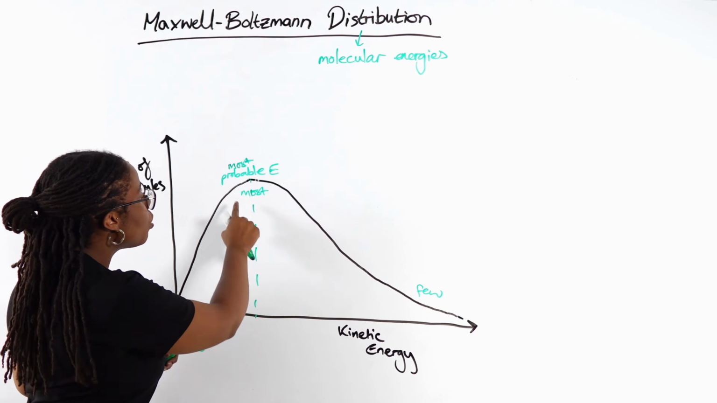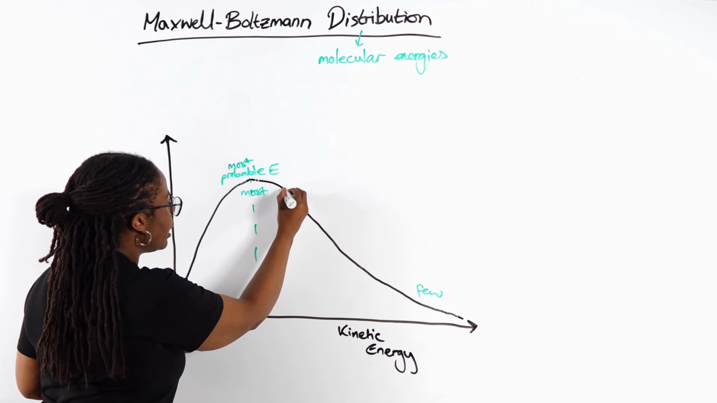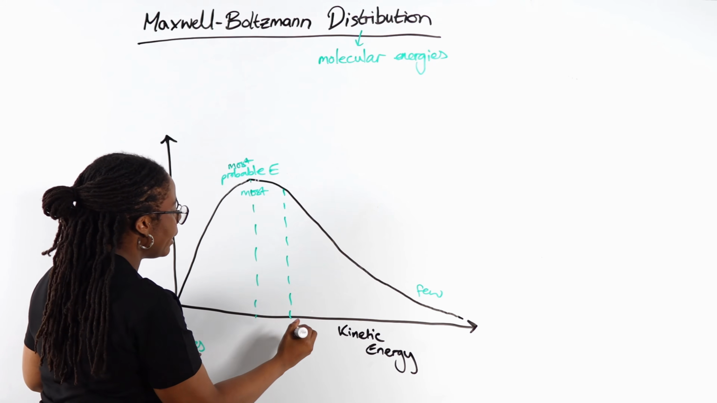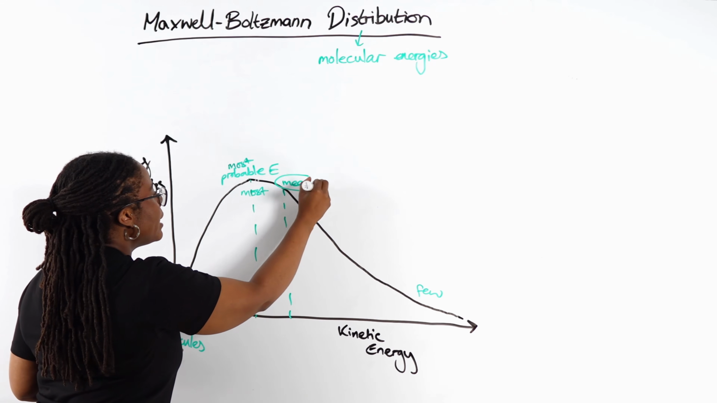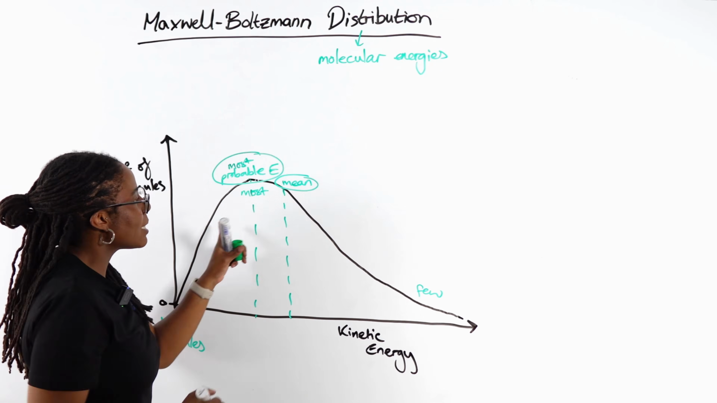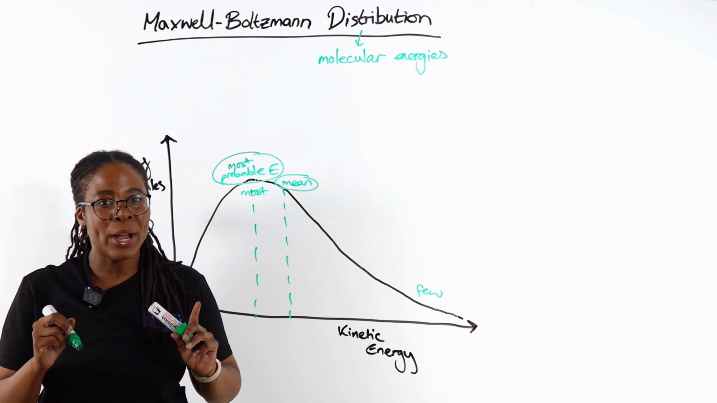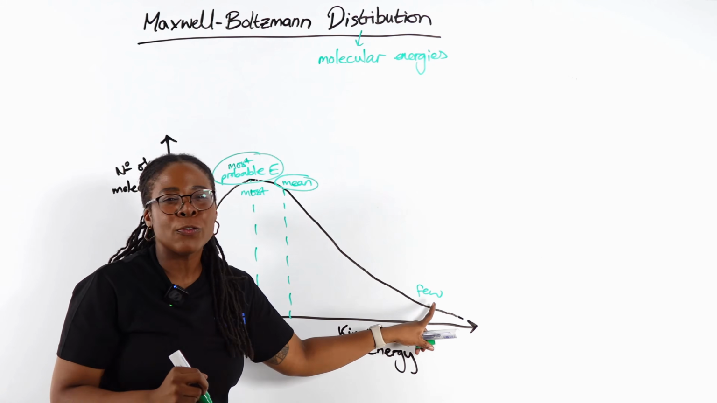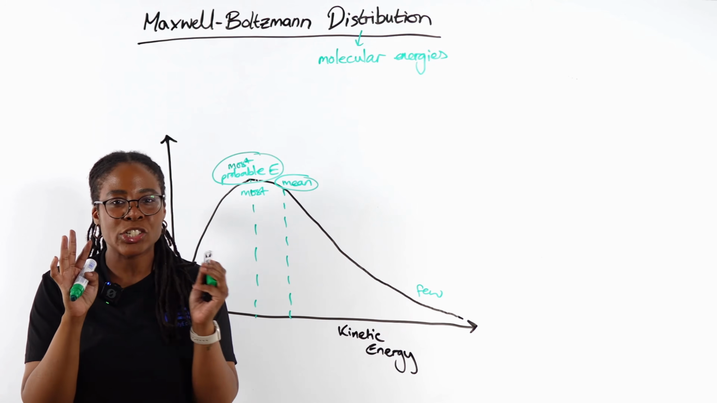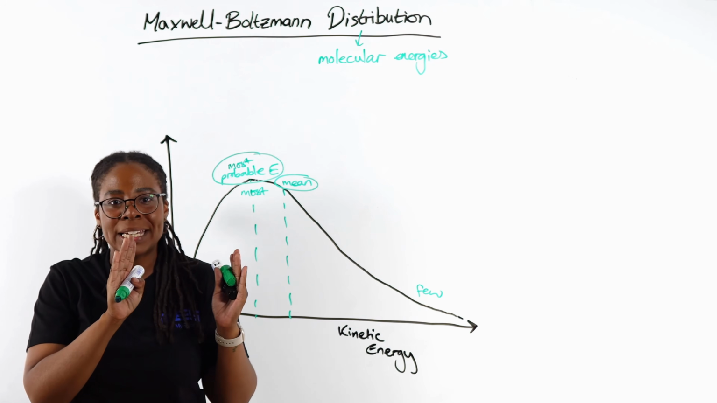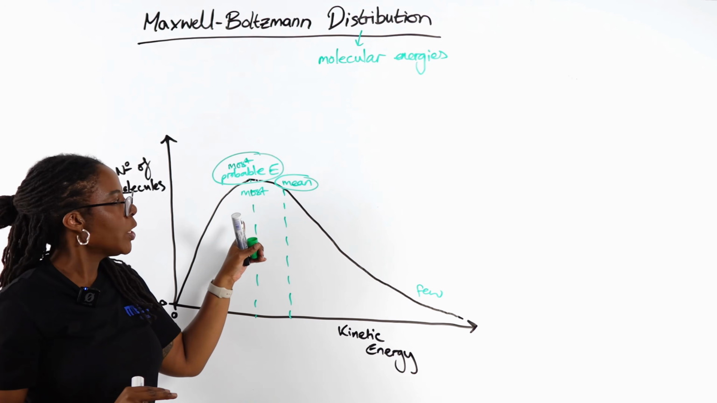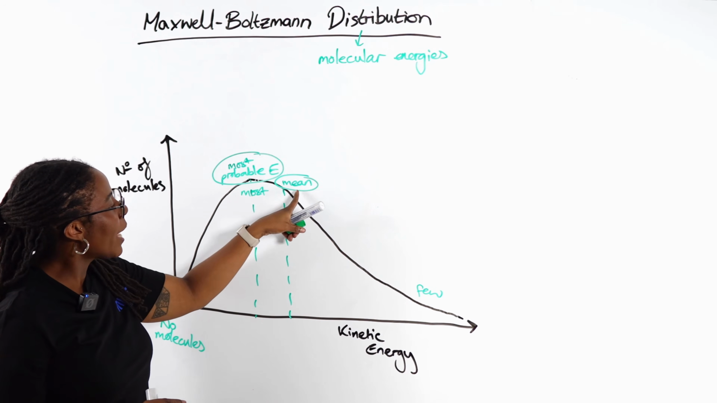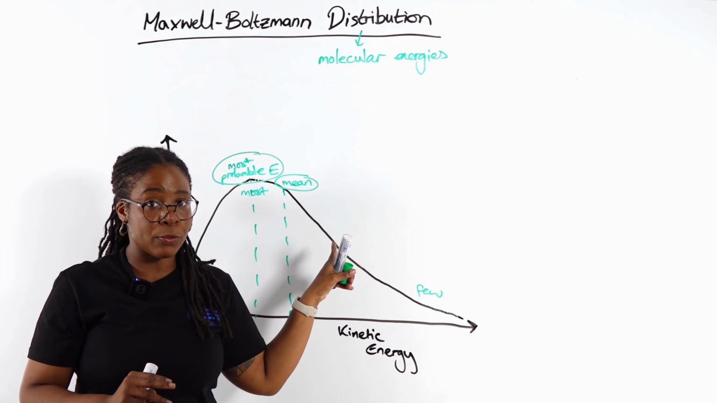Then slightly to the right of the most probable energy is where we're going to get the mean energy. The reason that the mean energy is slightly to the right of the most probable energy is because these few molecules with really high energy are going to distort the mean a little bit, shifting it to a little bit higher energy than the most probable. So most probable at the peak and the mean energy slightly to the right of the peak.